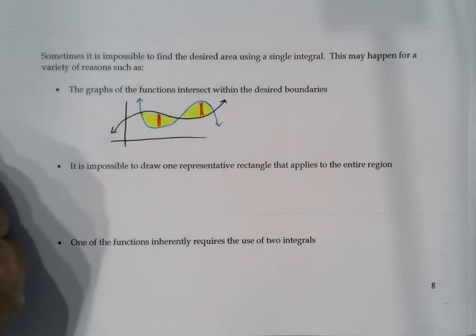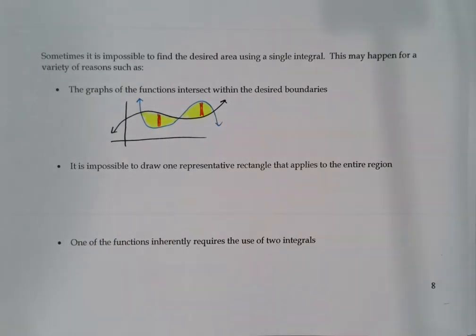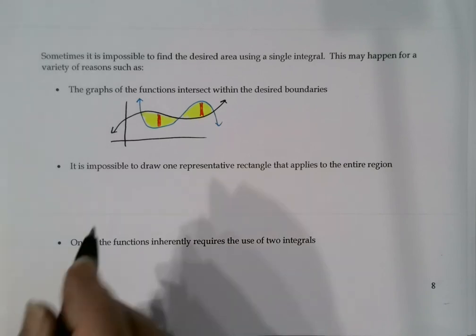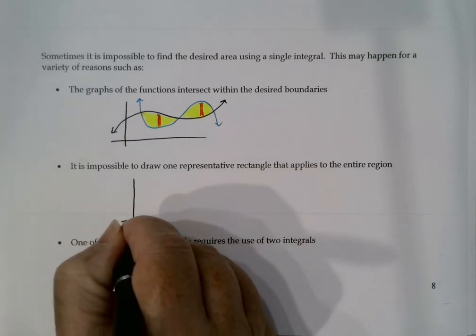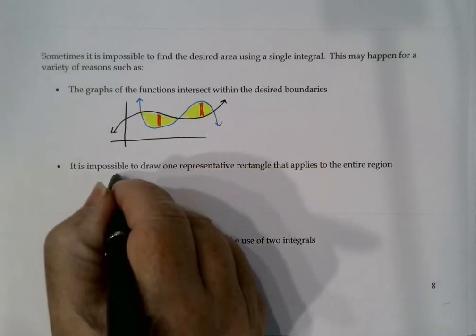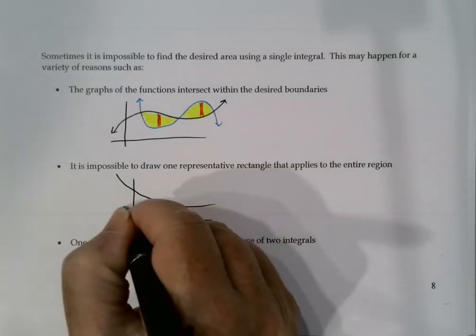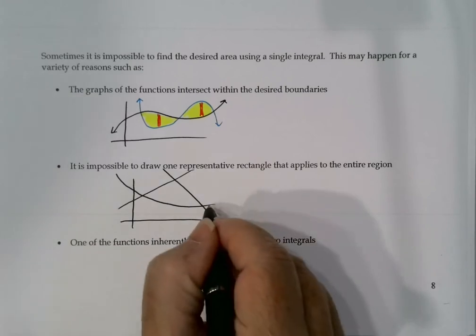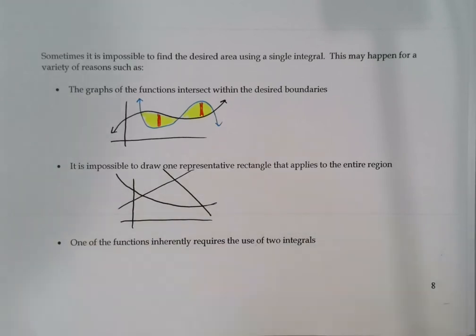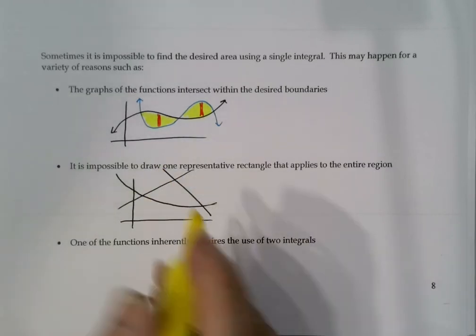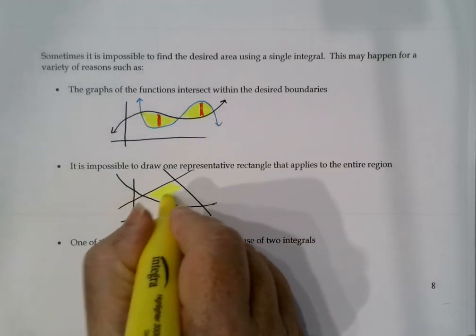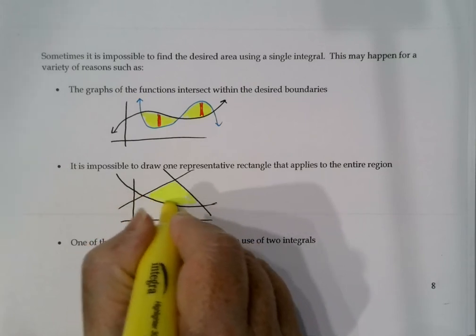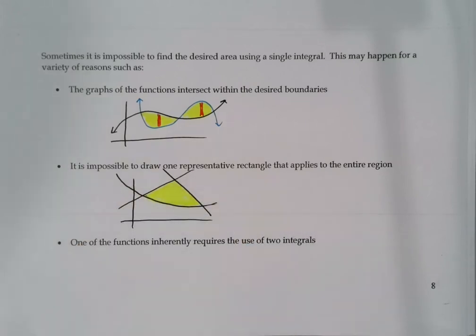Another reason why we might need two integrals is sometimes it's just plain impossible to draw one single representative rectangle that applies to the entire region, no matter what we do, vertical or horizontal. I'm going to try and draw you a region like that. Maybe something like this. I've got three boundary functions here, and I'm trying to find the area of that region.